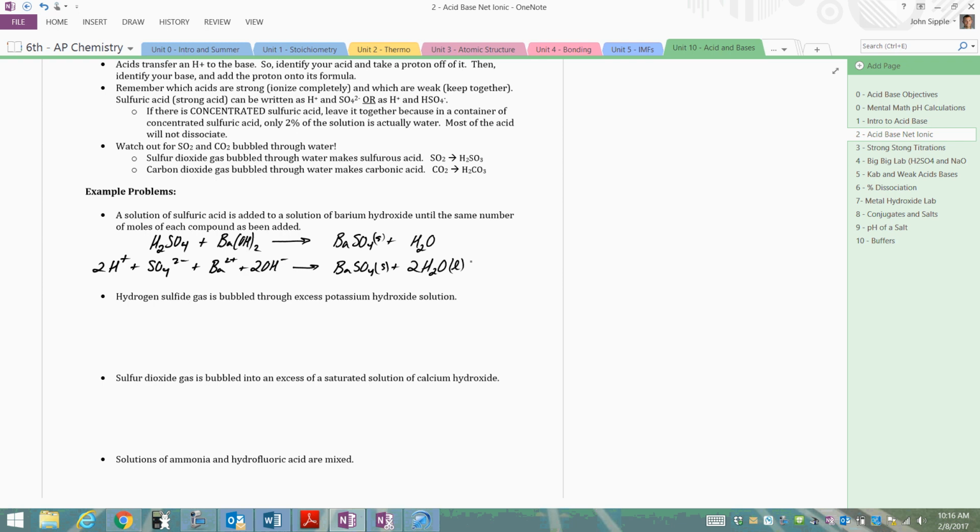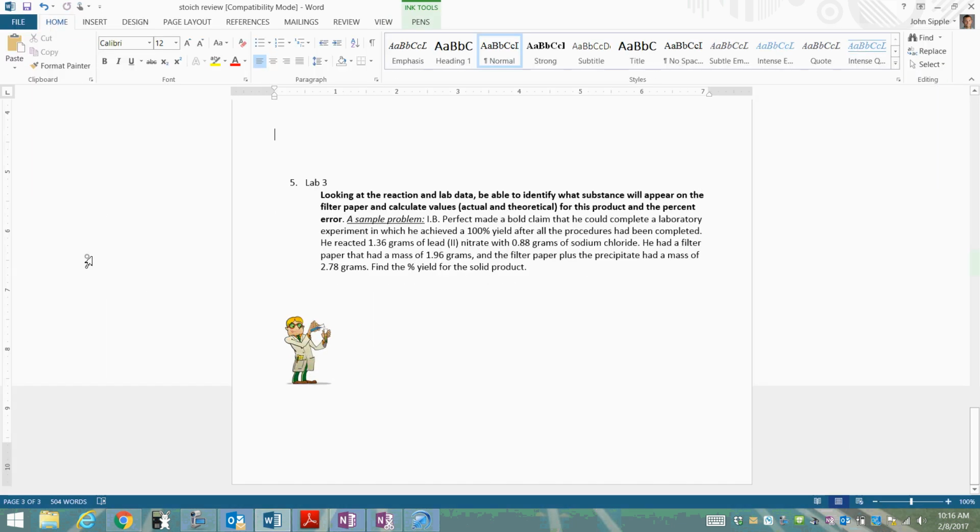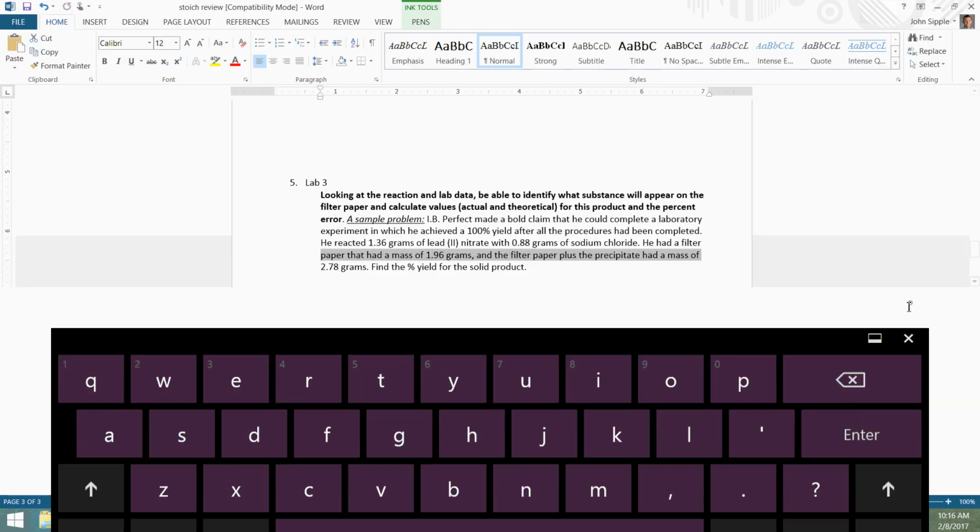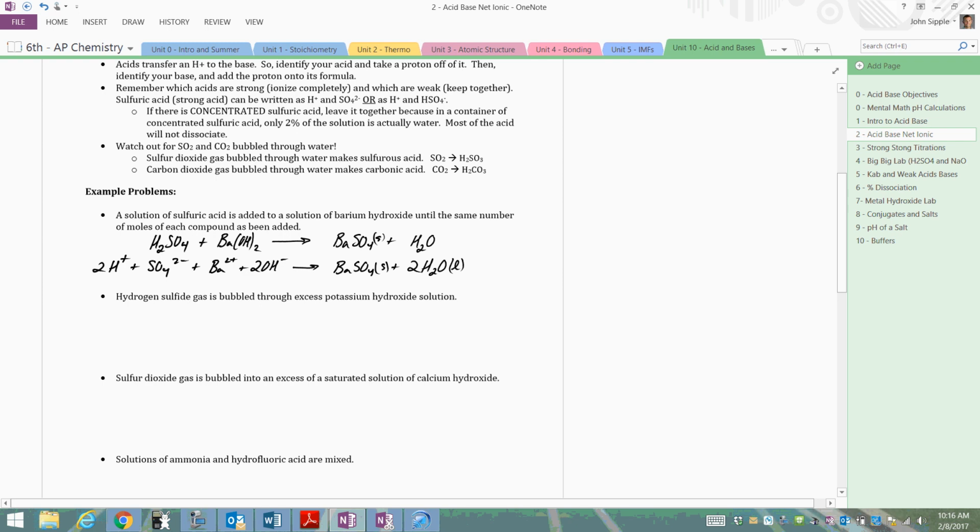All right, so there you go. So there's an ionic equation. That one.